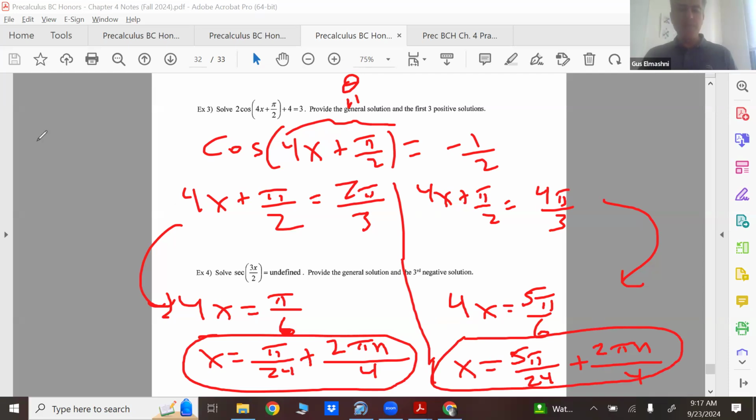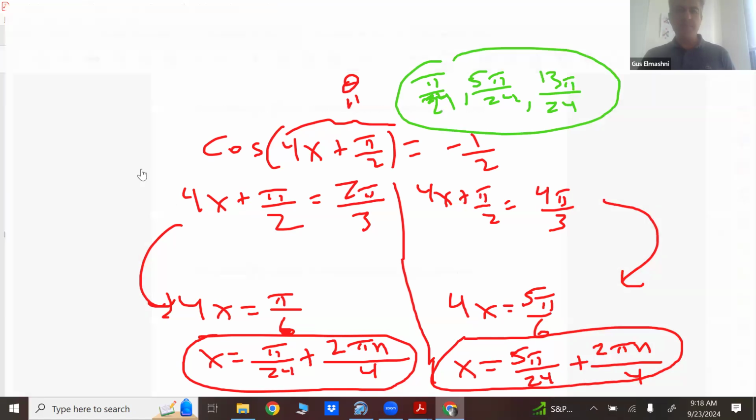So my first 3 positive solutions will be pi over 24, 5 pi over 24, and then pi over 24 plus pi over 2, which will be 13 pi over 24. Yeah, I think that sounds about right to me. Yep. And again, use Desmos to verify your work. It'll get us that answer.